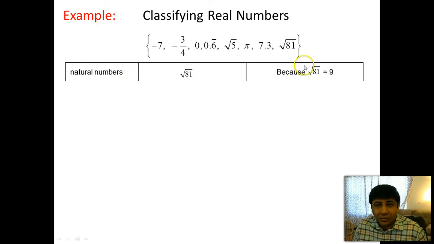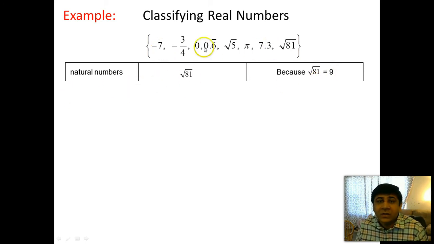So let's look at what the natural numbers are in this set here. The only natural number available here is the square root of 81. If you remember, the square root of 81 is 9. Natural numbers are counting numbers. Counting numbers are positive numbers which we use to count things. That is the only one in this given set: the square root of 81, which is basically 9.